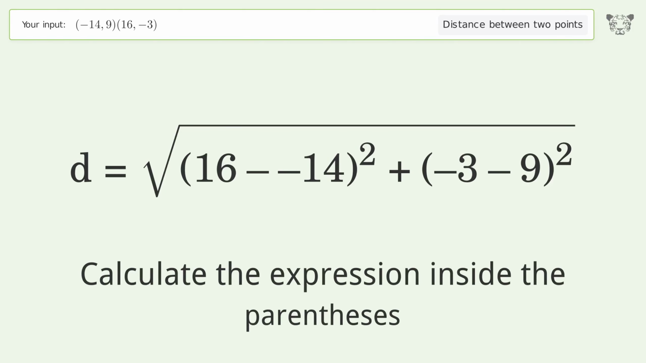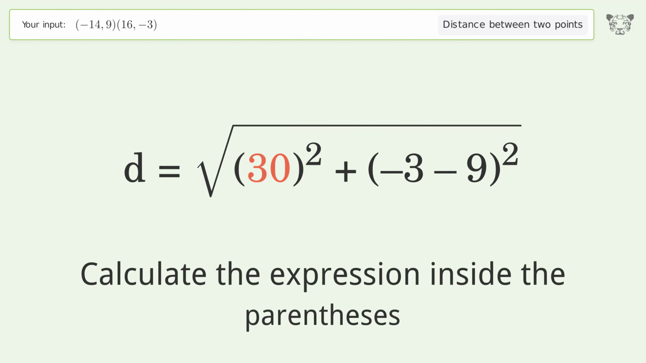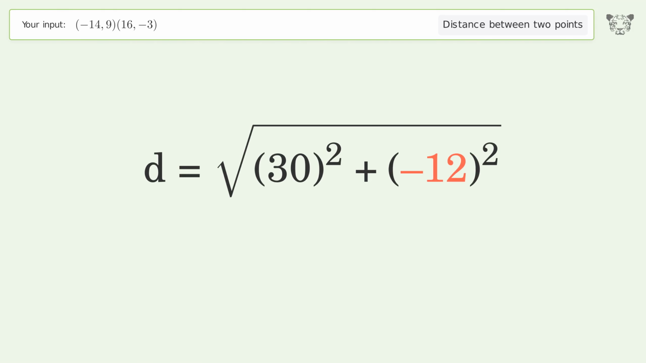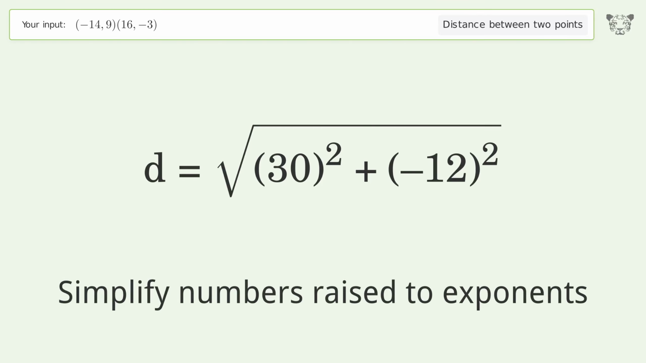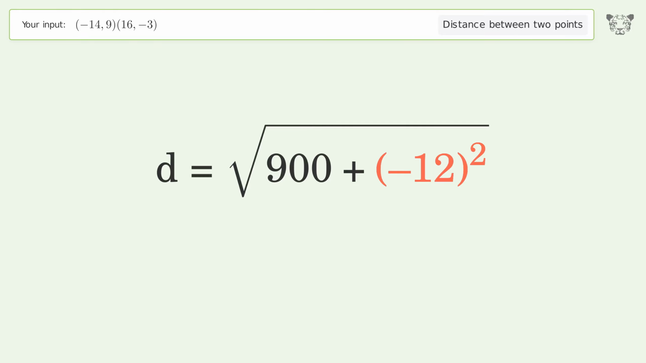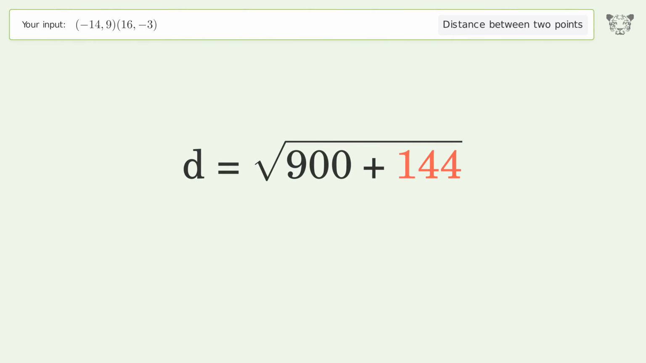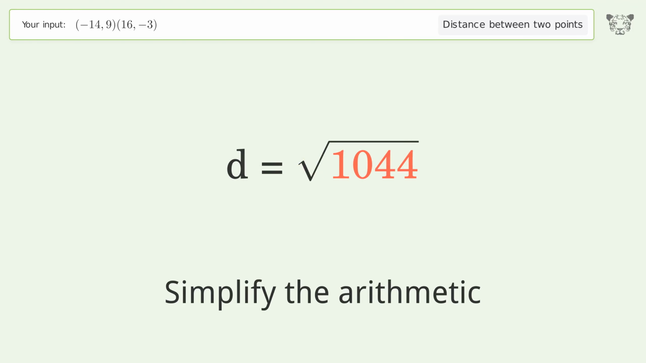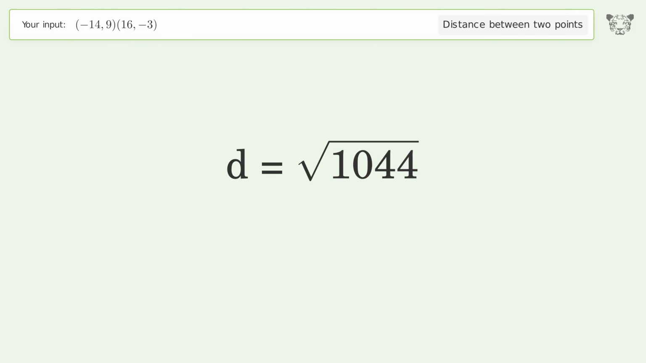Calculate the expression inside the parentheses. Simplify numbers raised to exponents. Simplify the arithmetic. And so the distance between the 2 points is the square root of 1044, or 32.311.